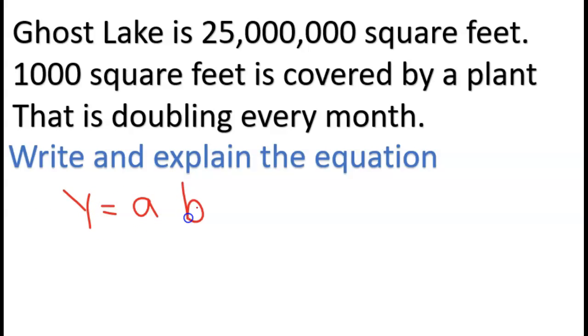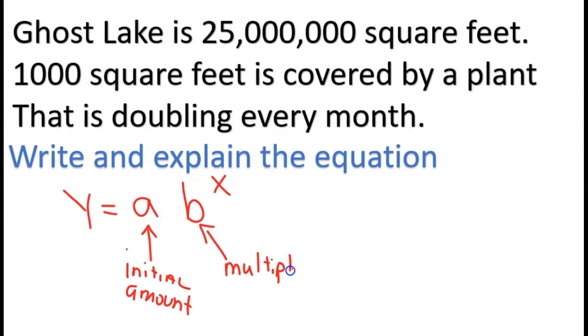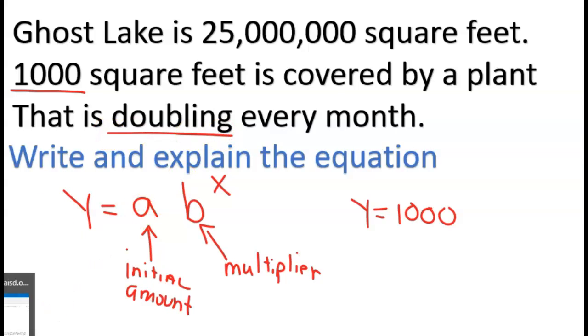Exponential equations have this form, where this is the initial amount. What does initial mean? Well, you have an initial, right? The initial is where in your name? At the beginning, right? That's what initial means, at the beginning. And this is my multiplier number. So, how much of the lake is covered by the plant to start with? And what's my multiplier number? What's the plant doing? What number goes with doubling?